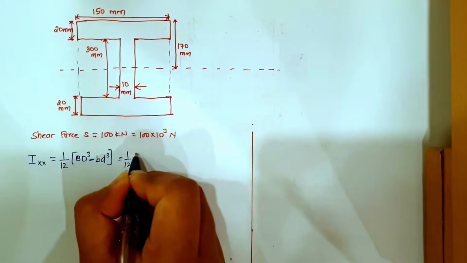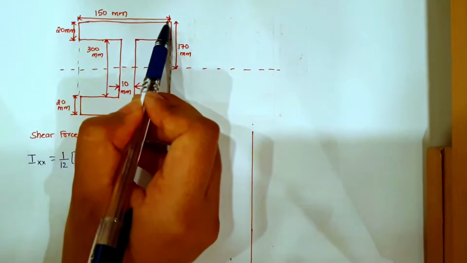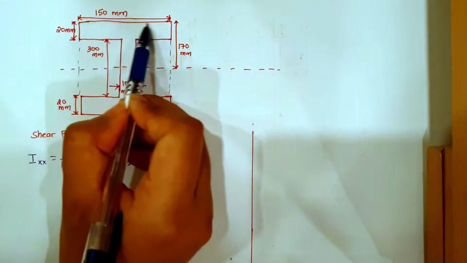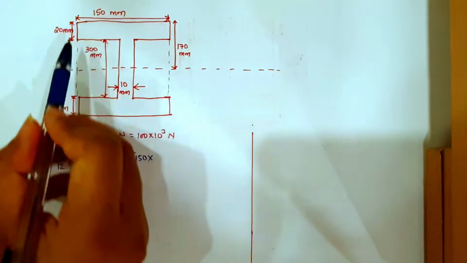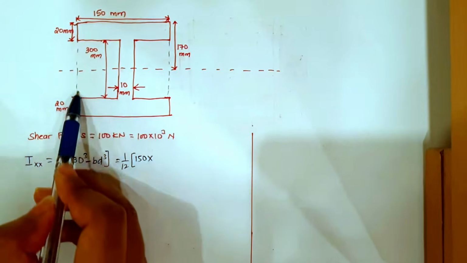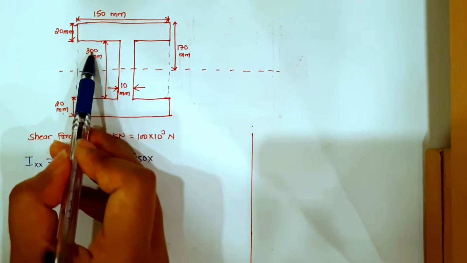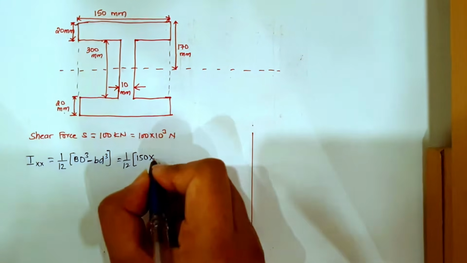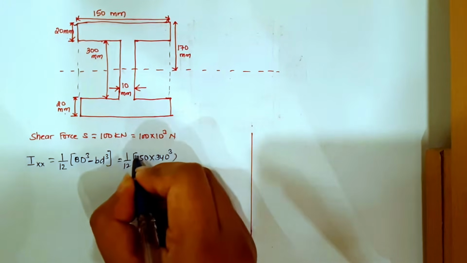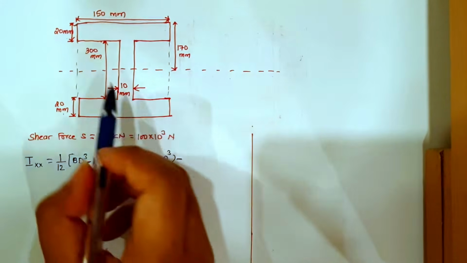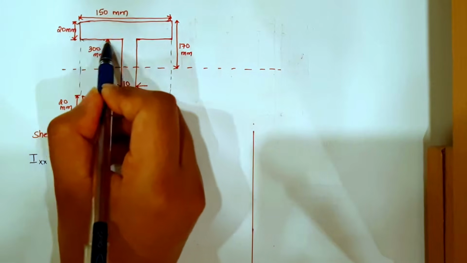So 1 by 12. Now what is B for the outer rectangle? For the outer rectangle, B is 150, into D. D will be from here to here, the whole depth. So D is 20 plus 300 plus 20, which will be 340 cube. This is B into D minus, now the smaller B into D, the inner rectangle.